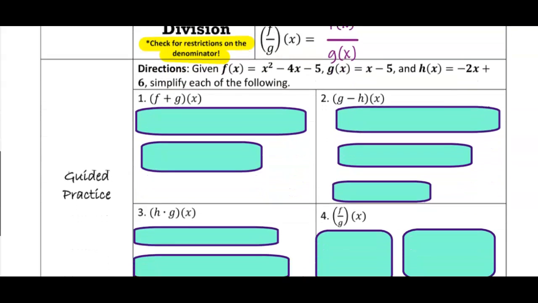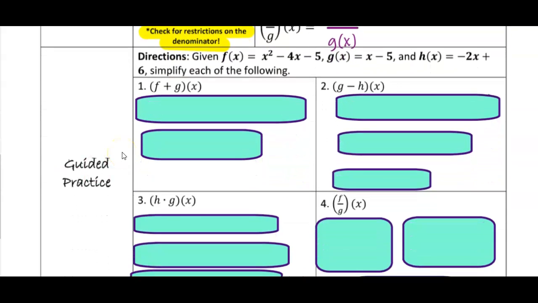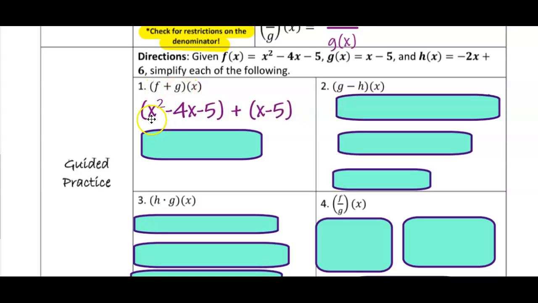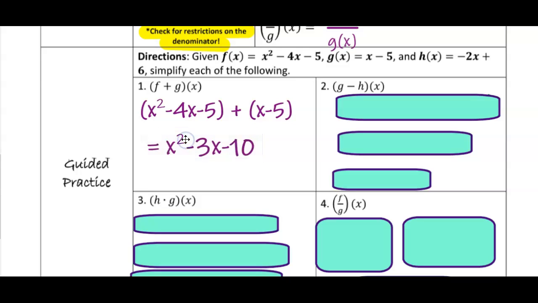So we're just going to do a few examples. The first one, you're given an f of x, a g of x, and an h of x. So you just have to simply see which functions you're looking for. F plus g of x means f of x plus g of x. So we are adding f of x, which is x squared minus 4x minus 5, plus g of x, which was x minus 5. Again, since we're adding, we're combining like terms. So your final answer is x squared minus 3x minus 10.